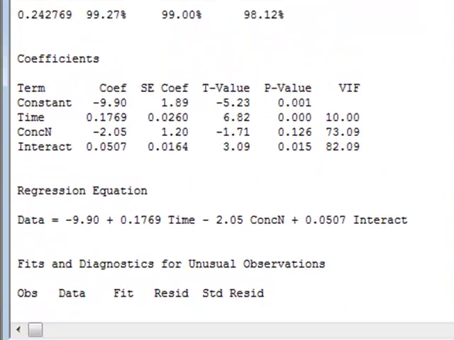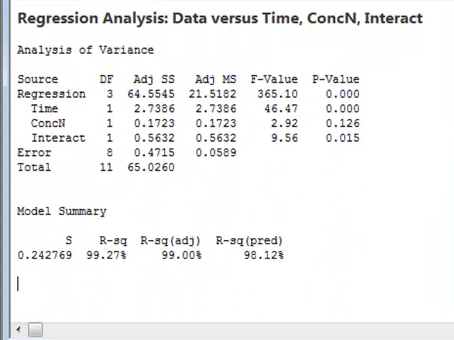If we now look at the relevant ANOVA table, we can see that we obtain the same results. The time is again highly significant with a p-value near to zero, and the interaction term, which we've introduced through our new variable Interact, is again significant with a p-value of 0.015, exactly as before.